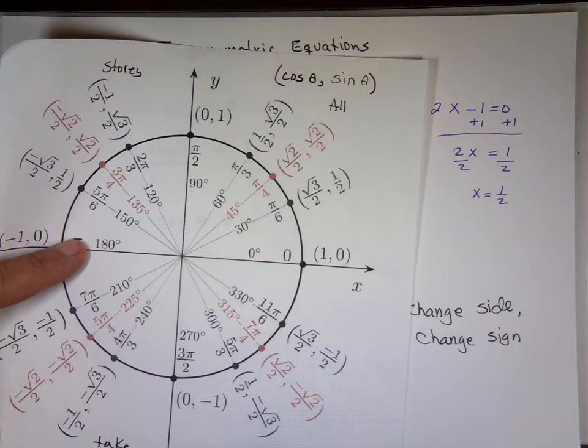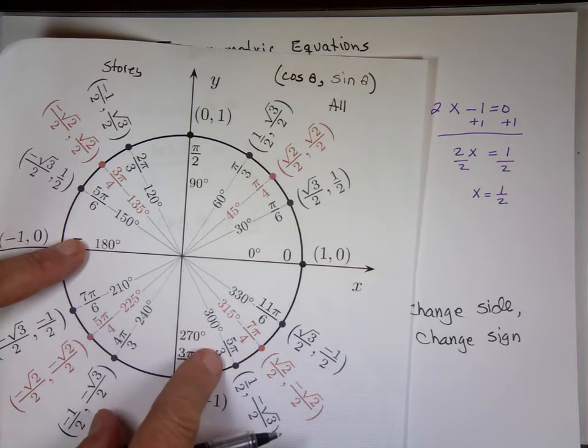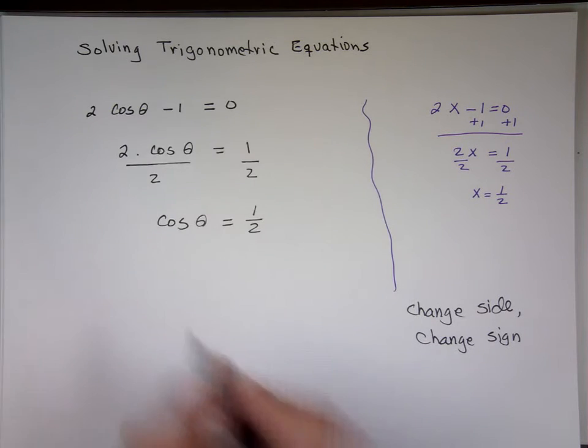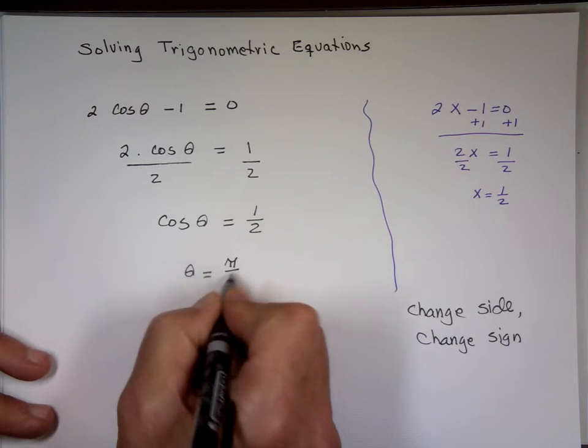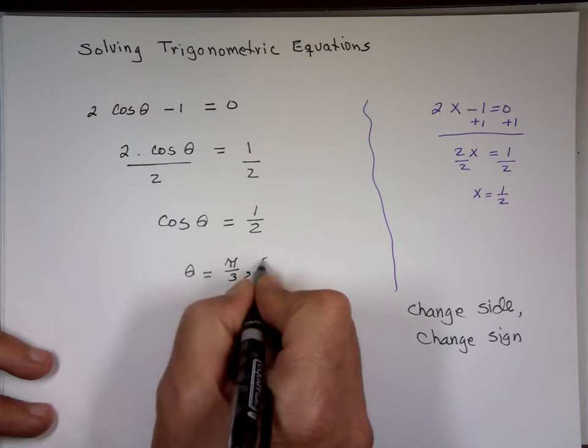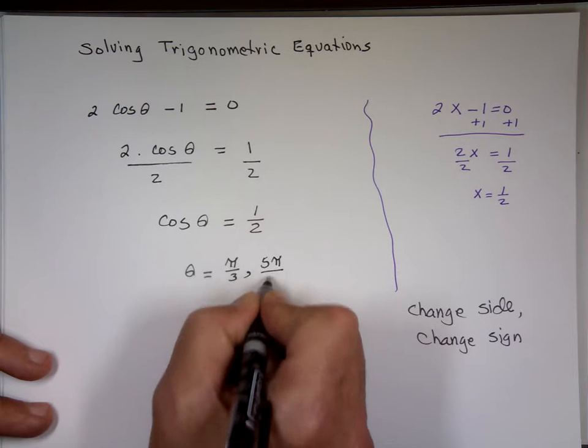What's that one? 5 pi over 3. So theta equals pi over 3, comma, 5 pi over 3. It's 2 answers.